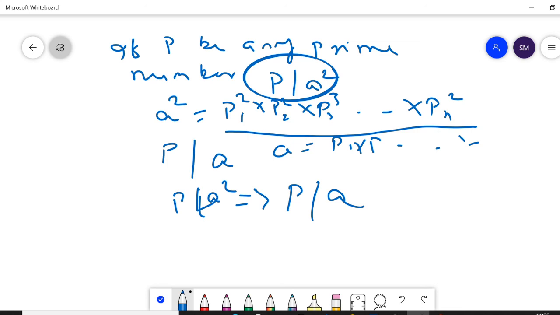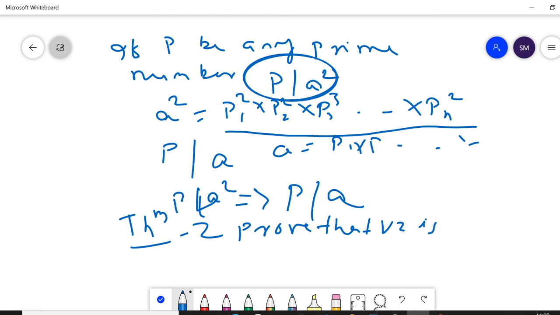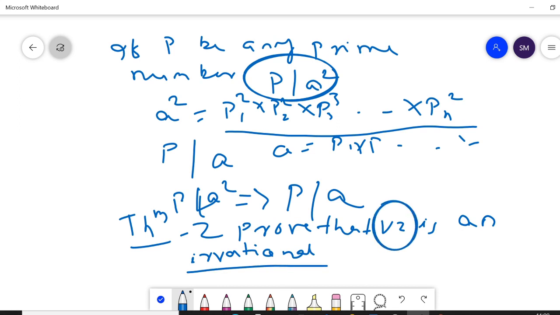Clear, students? Then by using this fundamental theorem of arithmetic, we can prove root 2 is an irrational number. In my next class, I will teach you the theorem to prove that root 2 is an irrational number. Is root 2 a rational number? No. Root 2 is an irrational number. In my next class, by the method of contradiction, I will prove to you that root 2 is an irrational number.